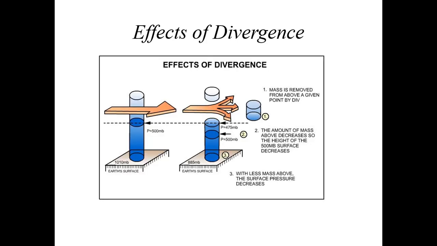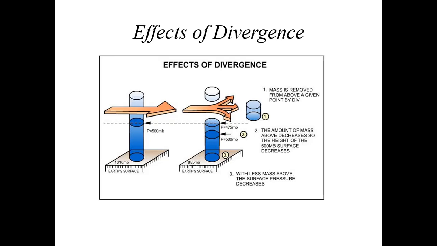Okay, so here's the first diagram. This is showing you the effects of divergence, or the spreading apart of air currents. The main portion on the left shows the dashed line. That represents your level of non-divergence. We'll get into that in a moment. But the first thing we're going to talk about is that mass is removed from a given point.